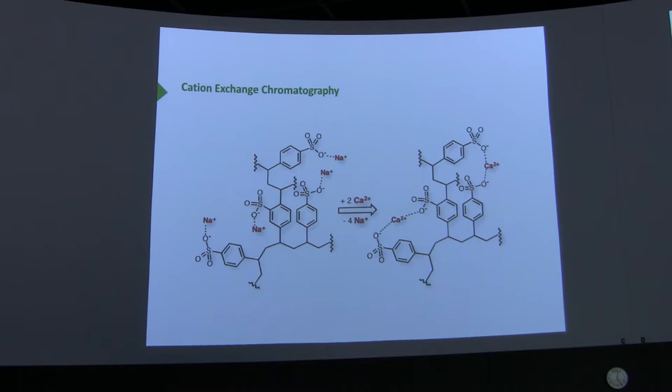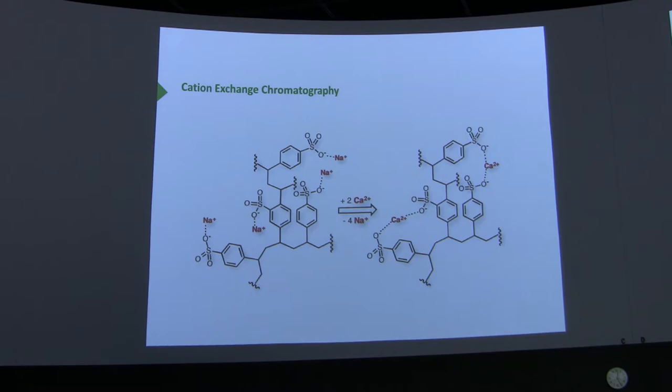Anion exchange chromatography will be exactly the opposite. Anion exchange chromatography will have something covalently bound to the resin that will be positively charged, and it'll have a negative counterion. And so when it comes off, then only negatively charged molecules will end up being stuck to that.